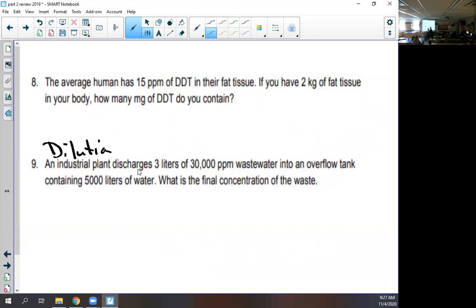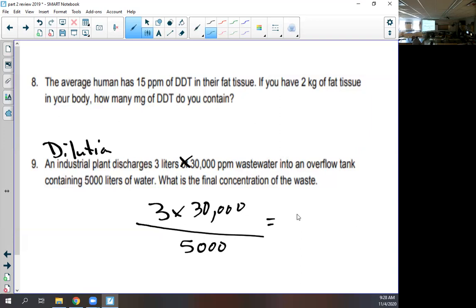So what word, maybe you'll remember this, what word connects of? Of is your connector. Turn of into a multiply sign. 3 times 30,000 divided by the other one. 18.